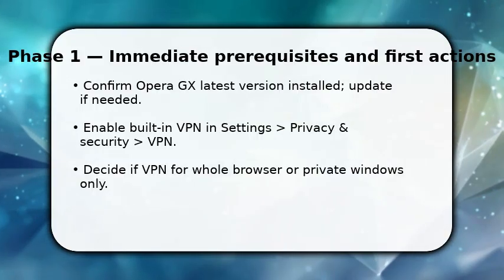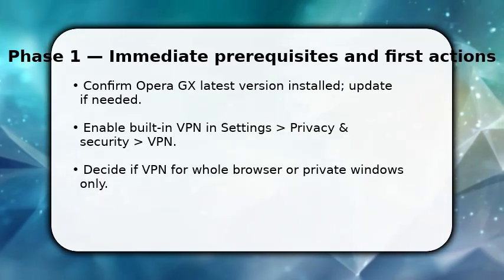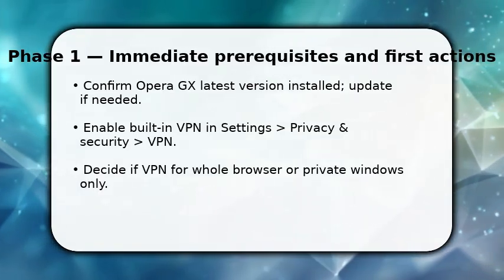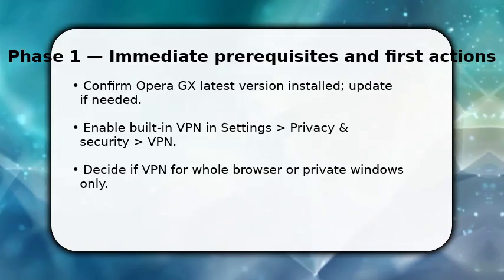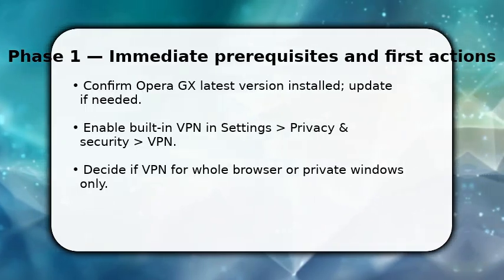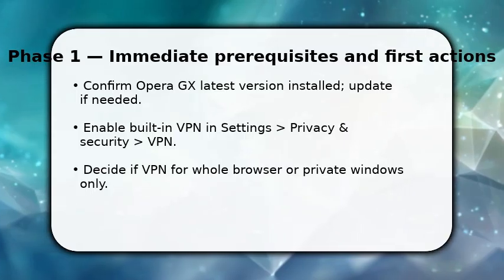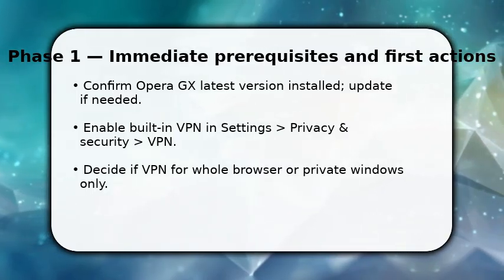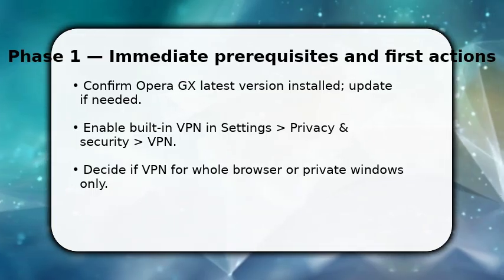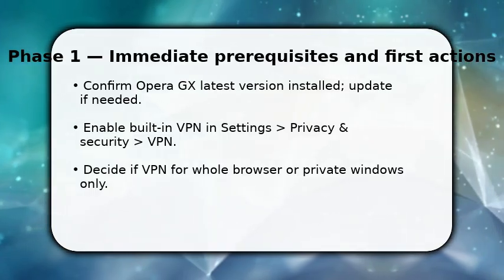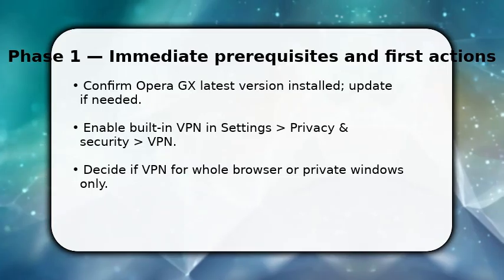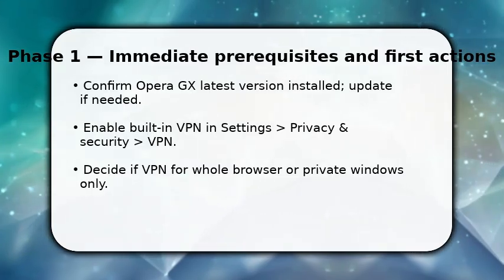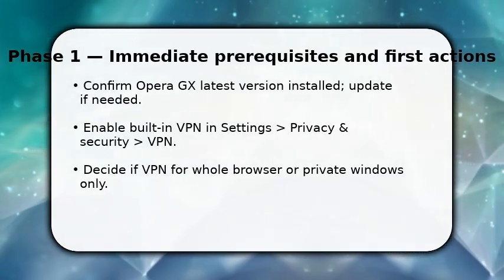You start by confirming Opera GX is updated to the latest build. This avoids feature mismatches. Open Settings, then Privacy and Security, and toggle VPN on. This registers the service. Once done, choose Scope: enable VPN for all browser traffic, or limit it to private windows. This choice affects cookies and extensions. Make sure to sign into your profile if you want synced preferences.